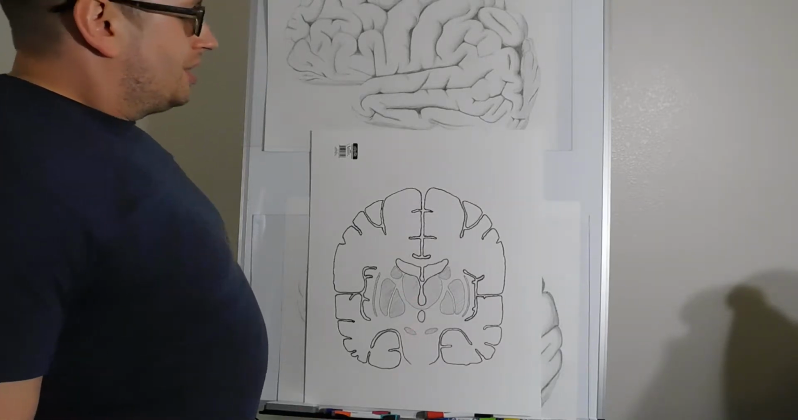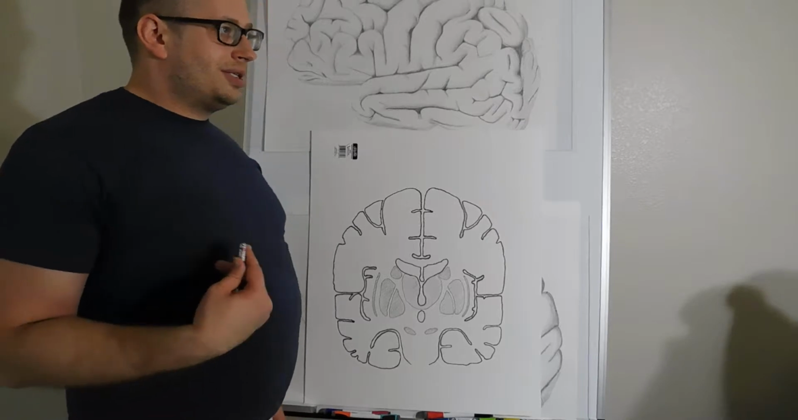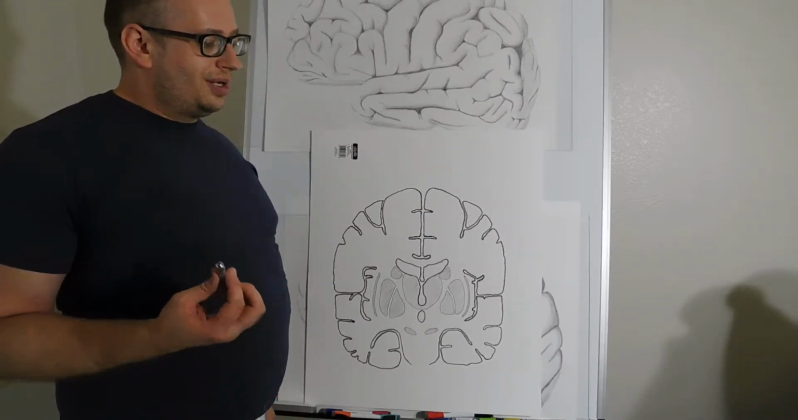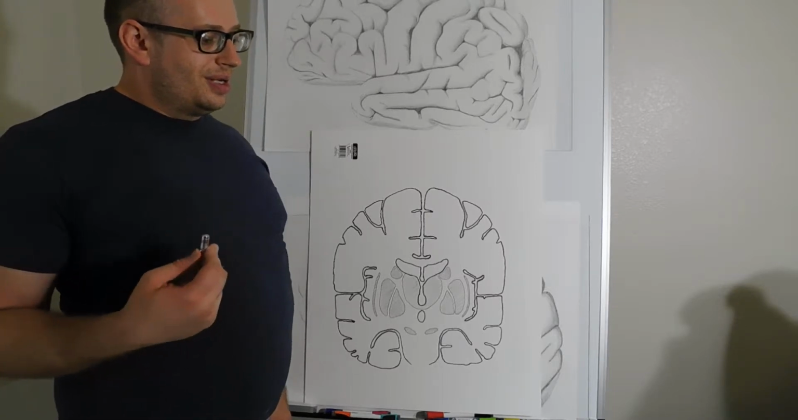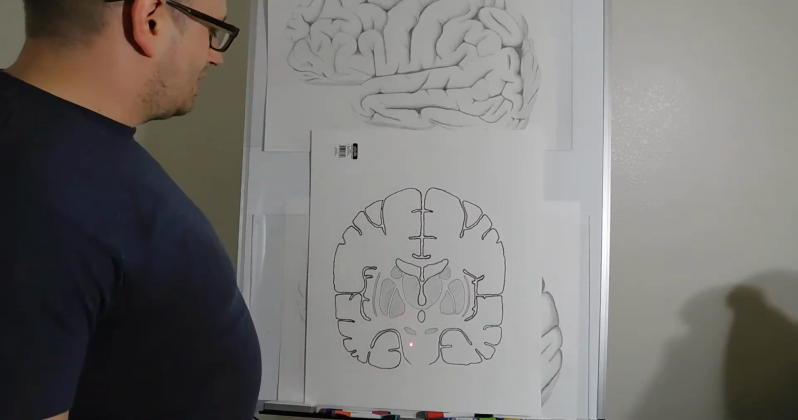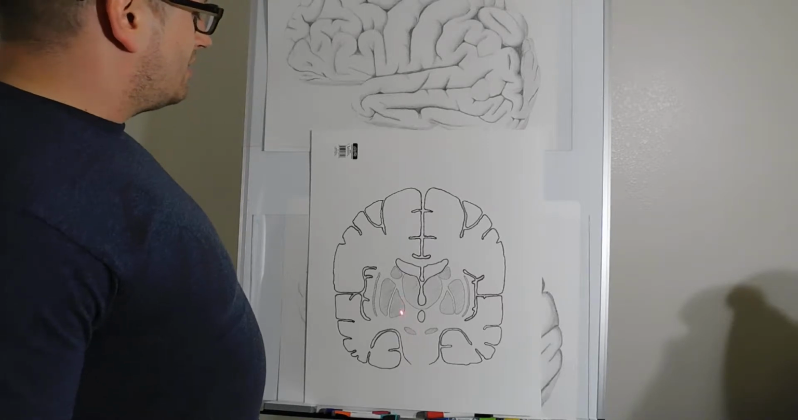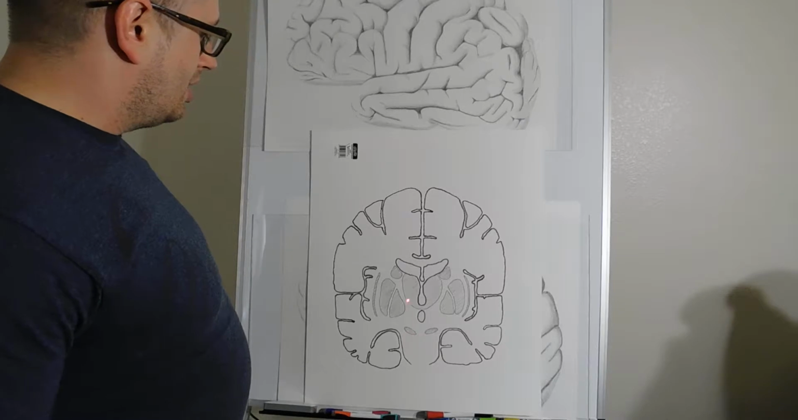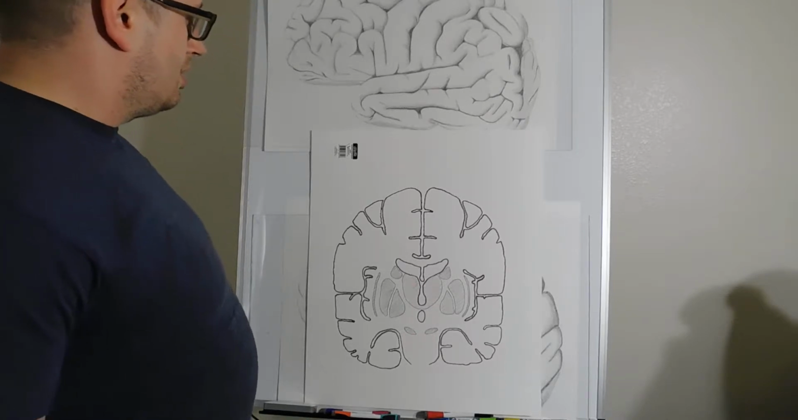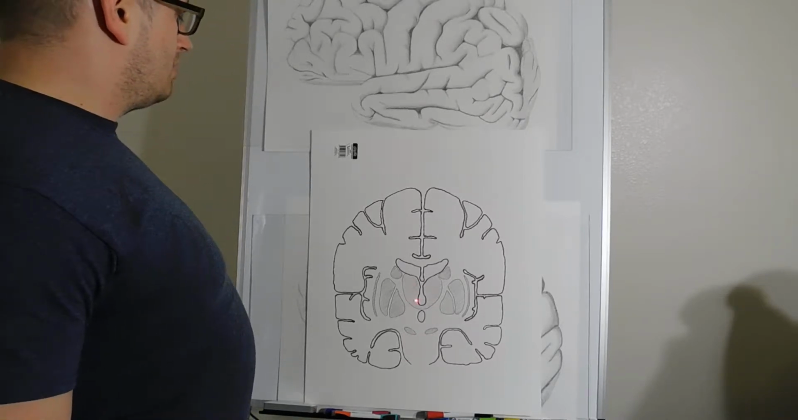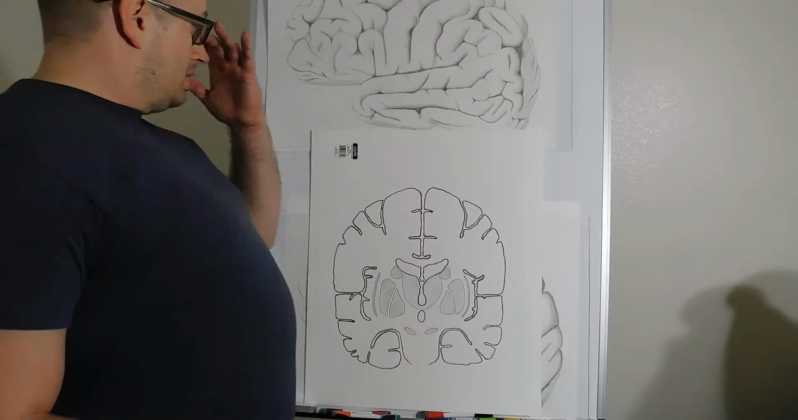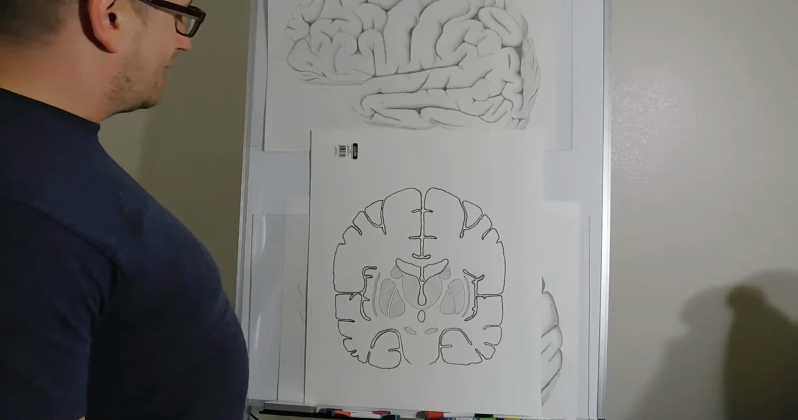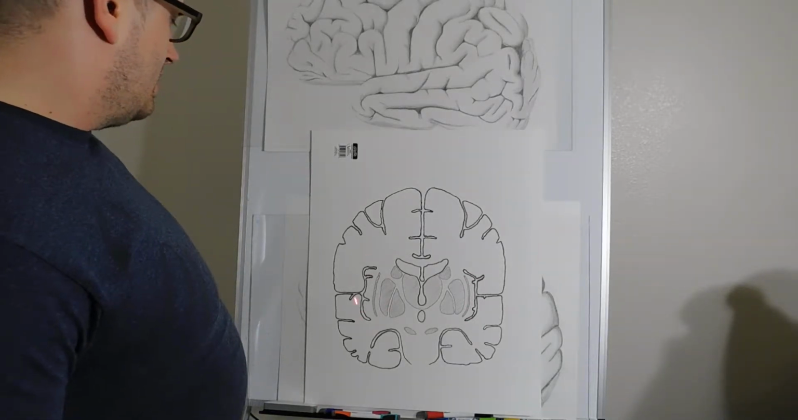The internal, that is the reticular part, acts a lot like the internal globus pallidus, inhibiting movements or inhibiting processes or inhibiting projections that go up. This is the claustrum, which not a lot is known about right now. This is the insula.